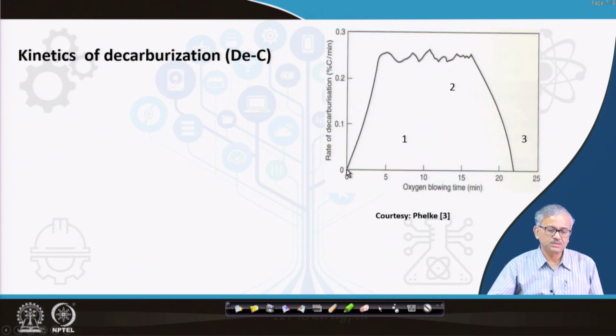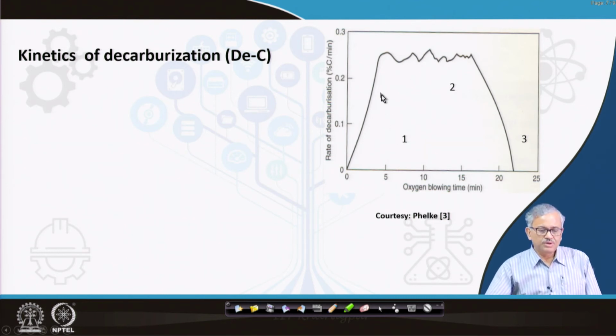So that means here the decarburization rate, dC/dt, that is the percentage C per minute. You can see initially you are removing carbon, so the decarburization rate increases. It can increase this way or that way anyway, but it increases and then it stabilizes here. This is called the steady state, and then the decarburization rate decreases and finally becomes 0. So this is a typical decarburization curve.